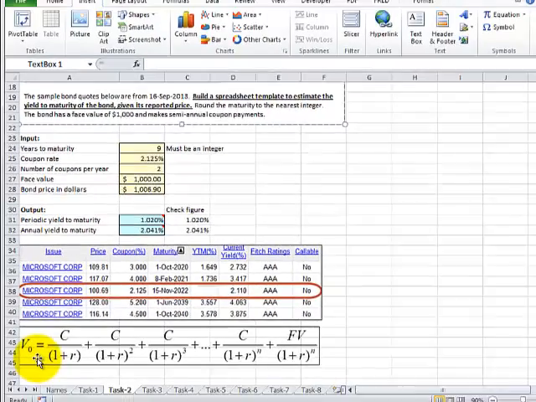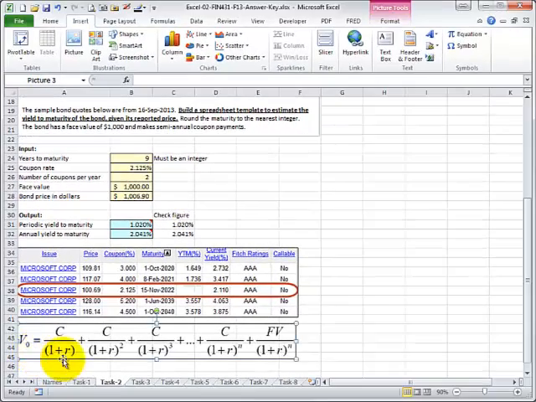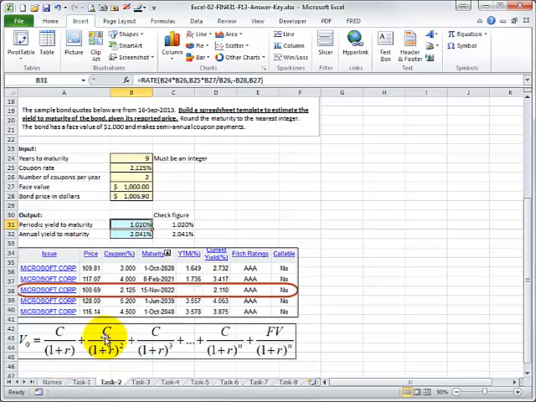Task number 2 is the inverse of task number 1. In task number 1, we knew the required rate of return, and we solved for the price of the bond. Now we're doing the opposite. We know the price of the bond, and we're going to solve for the required rate of return, or yield to maturity.